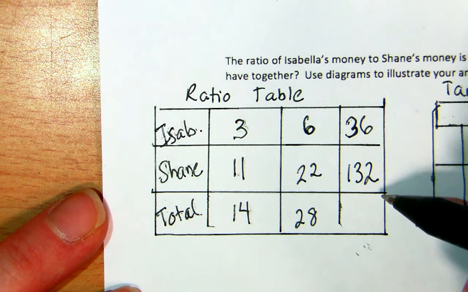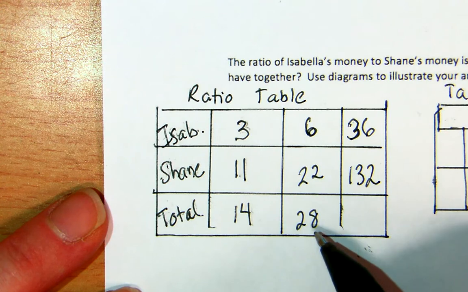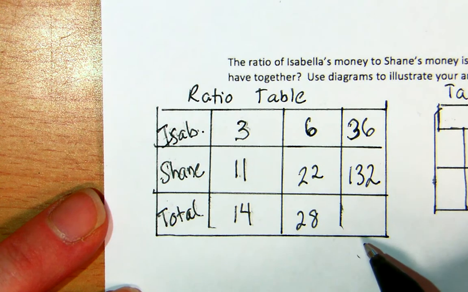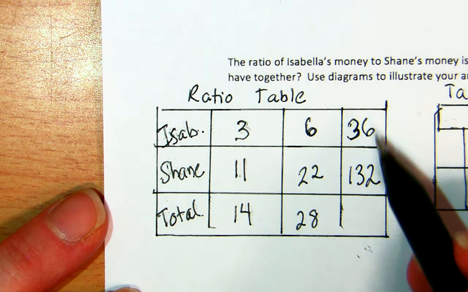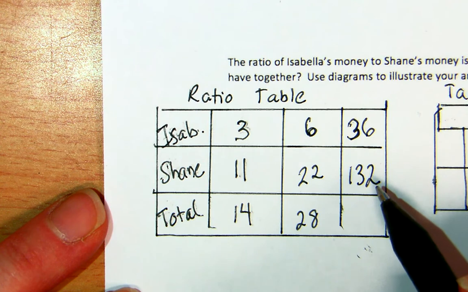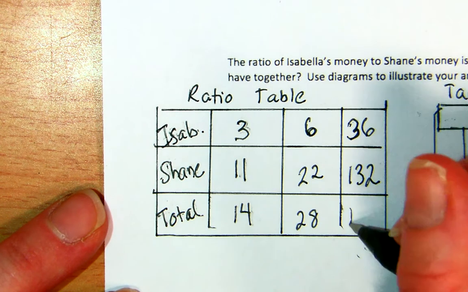Well, now all I have to do is add. I could multiply this by 6. I could say, well, I just have to do 28 times 6 as well. Or I can add these 2 together. Either way, I will get an answer of $168.